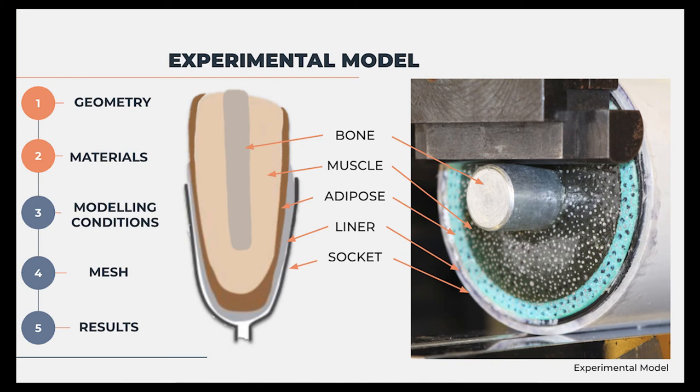The final model we created was an experimental model. We use this as a validation method for our computational models. As you can see, the cross-section is a replication of the two computational models. We used a 13mm diameter steel rod to represent the model's bone. Although this is significantly stiffer than bone, as bone has a much greater Young's modulus than the soft tissues, it acts as a rigid body in the system.